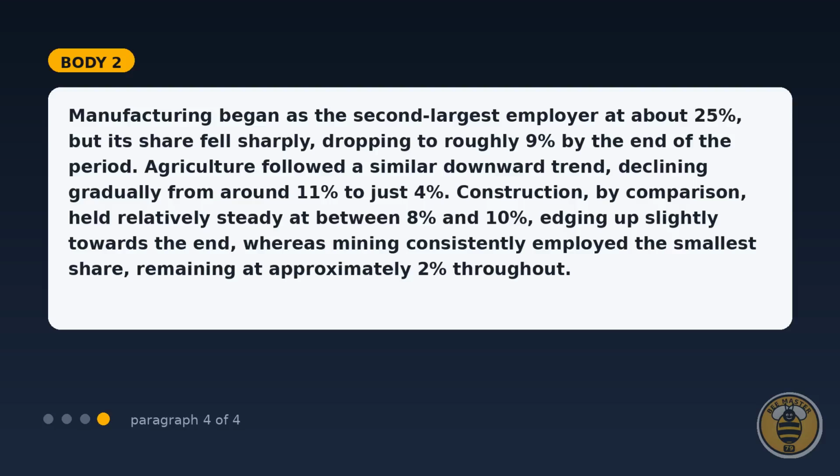Body paragraph 2, grouping the rest. Manufacturing began as the second largest employer at about 25%, but its share fell sharply, dropping to roughly 9% by the end. Agriculture followed a similar downward trend, declining gradually from around 11 to just 4%. Construction held relatively steady, between 8 and 10%, edging up slightly at the end, whereas mining consistently employed the smallest share, staying near 2% throughout.